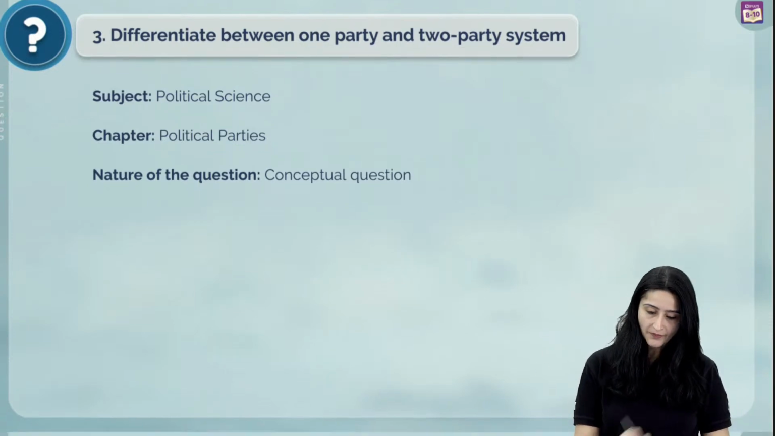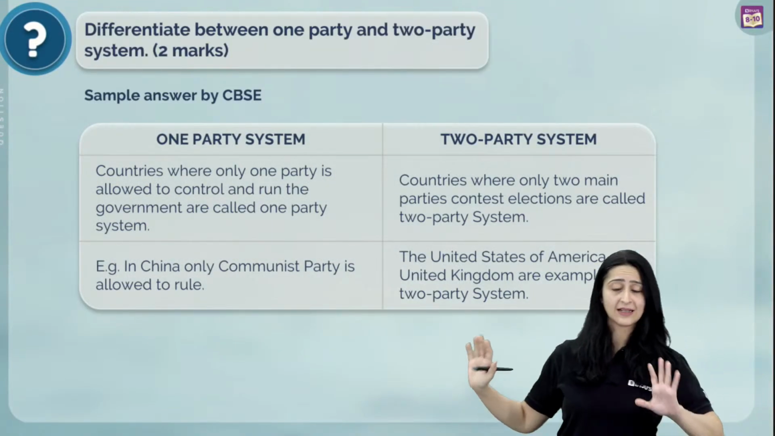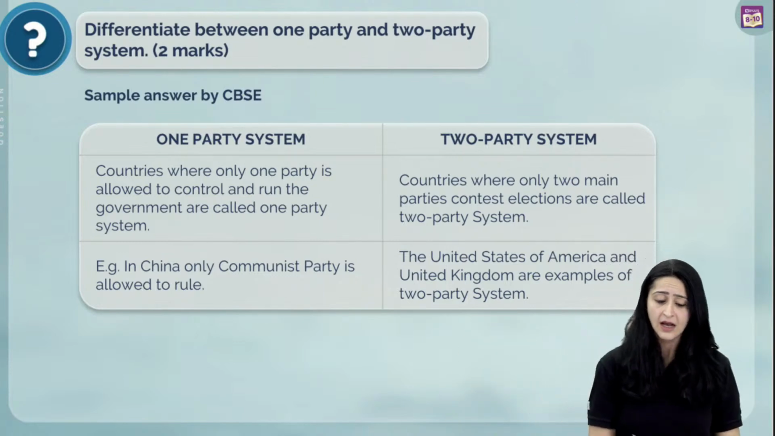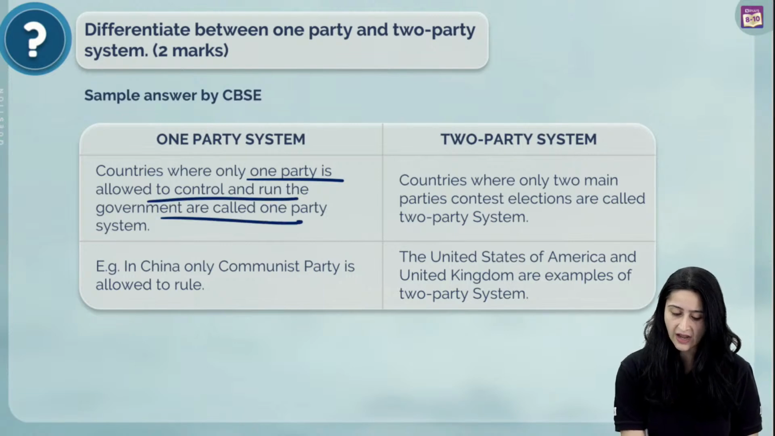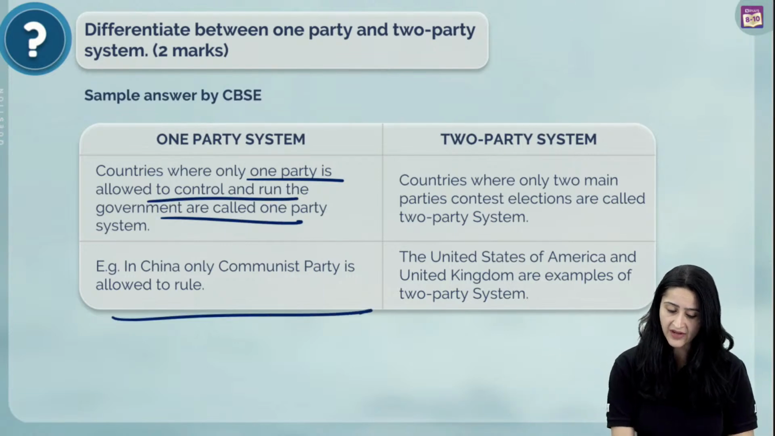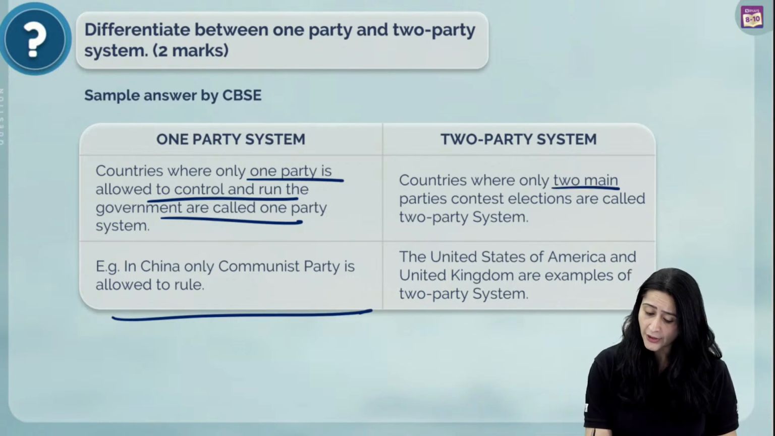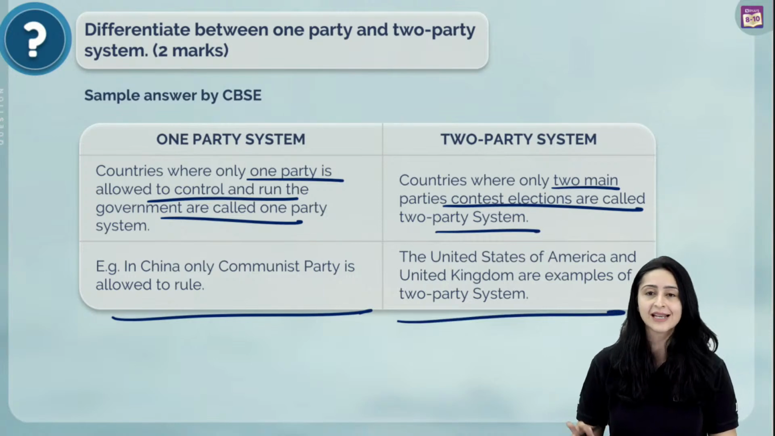Okay, so let's just see what CBSE has given us. I put it for you here in tabular form, but basically the answer is the same. CBSE says one party system is where only one party is allowed to control the government. So it's called a one party system. They've given us an example. Two party system is where only two main parties contest elections. This is called a two party system, and they've given us an example.